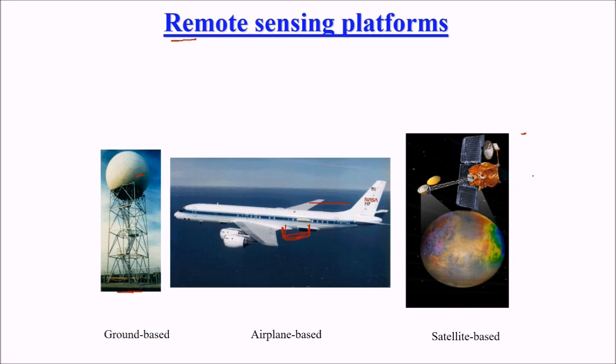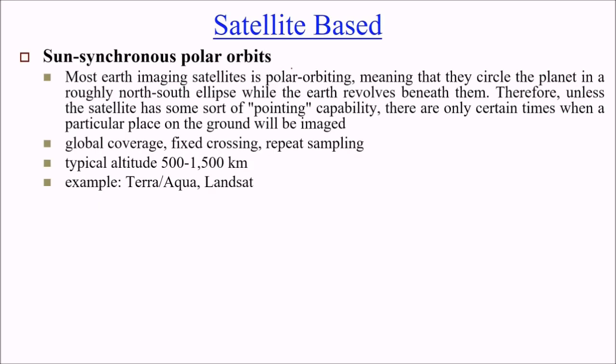Normally if you are talking about a MEO satellite, then it goes from 500 to around 1500 kilometers. So most of the remote sensing satellites which we generally know are at around 800 to 900 kilometers from the Earth's surface. So we'll start with the satellite base because this is the most important.